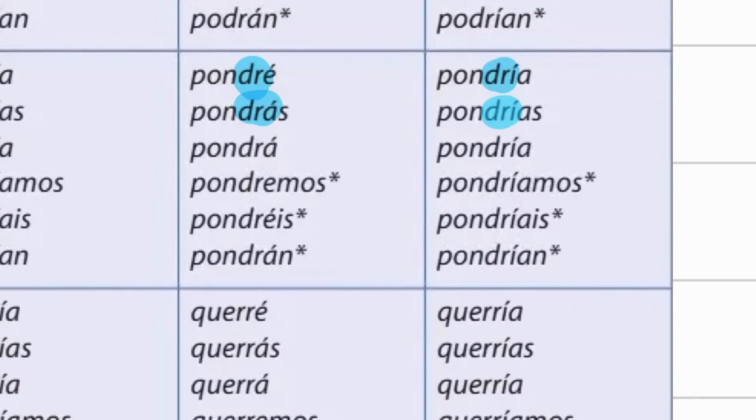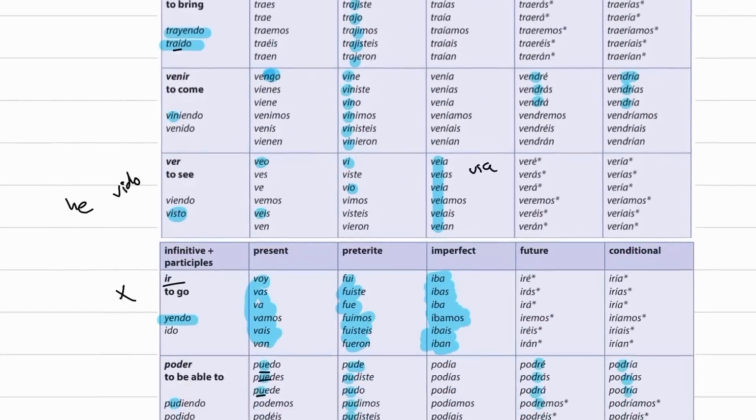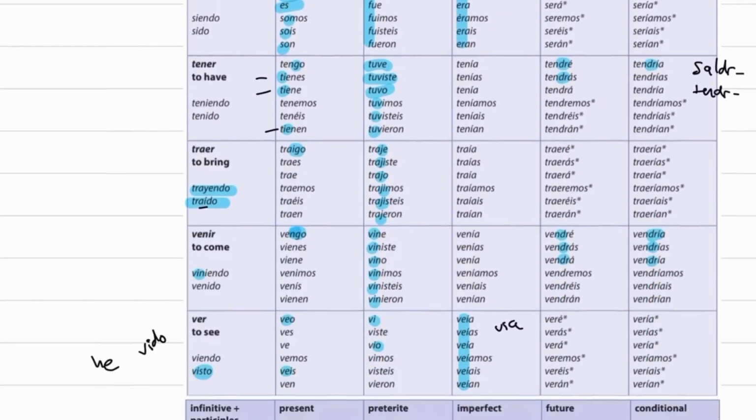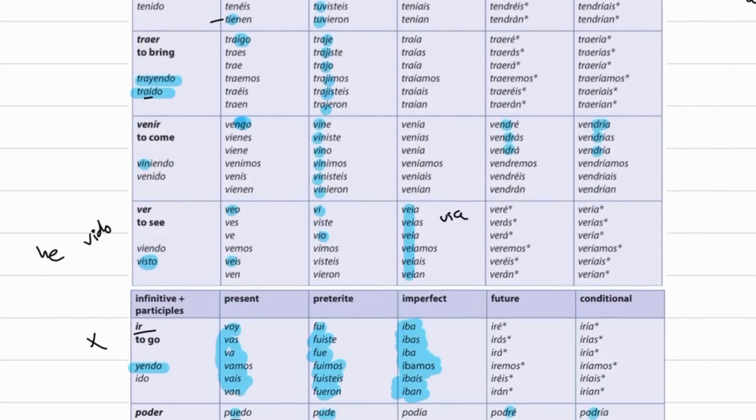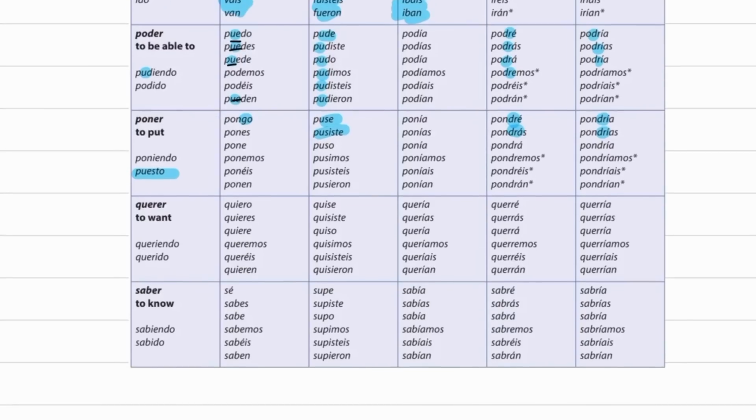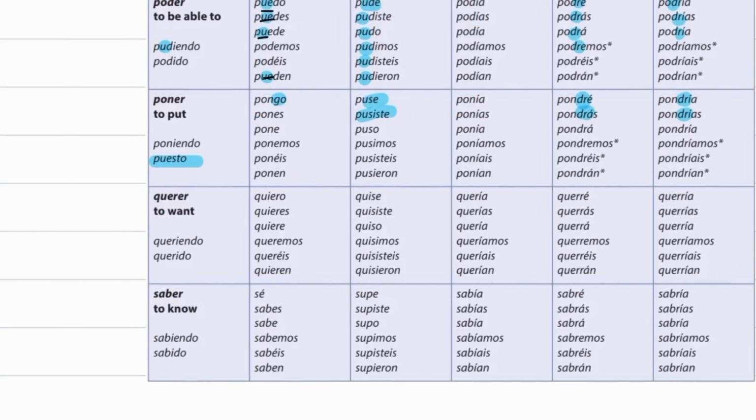Lots of patterns here. Generally, hopefully you can see the patterns throughout these. The patterns is what's going to help you learn them. So you can learn sort of one, like traer and poner have got quite a similar sort of irregularity. So you can learn the patterns and learn them sort of together like that. And that should help you learn them.